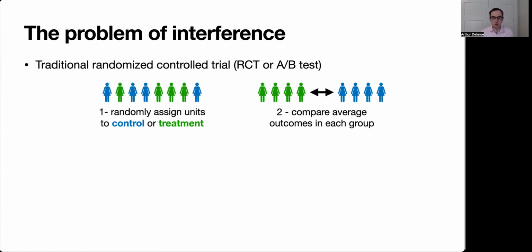But it turns out that running experiments in digital marketplaces has some challenges. And one of those challenges is called interference. So let me try to introduce that problem. In a traditional randomized controlled trial, which I'll call an RCT for short, we're going to randomly assign units to control here in blue or treatment in green. Then we'll look at the outcome of these different units. And then we will compare the average outcome in the control group and the average outcome in the treatment group. And that'll tell us whether the treatment is a good idea or not.